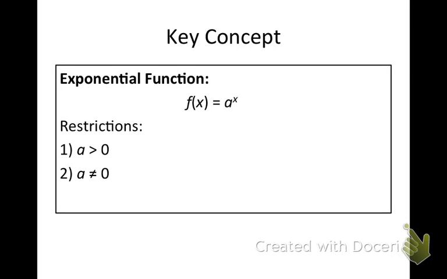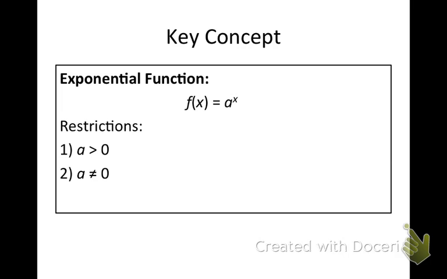So an exponential function is of the form f of x equals some base a to the x power. There are restrictions on what the base of your exponent can be. The first restriction is that your base has to be a positive number. So fractions are okay, decimals are okay. It just needs to be a number that's positive and it cannot equal 0.